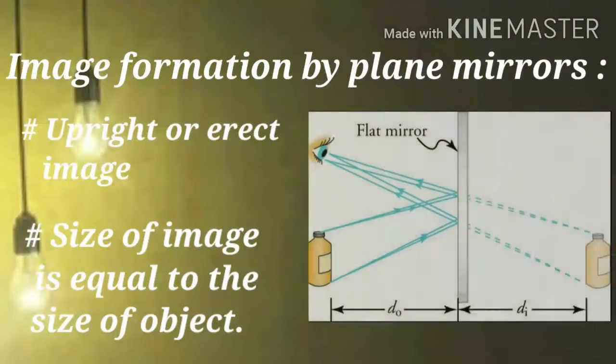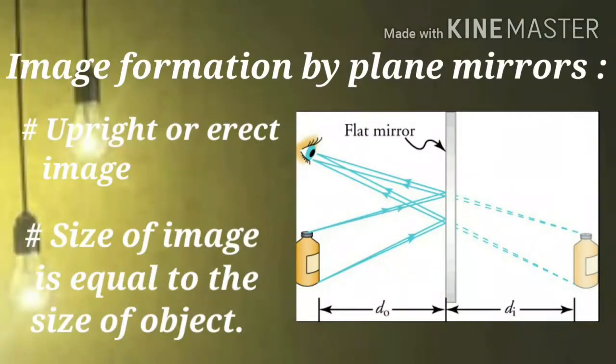Next, we are going to see the characteristics of a plane mirror. The first one: upright or erect image. Students, the image formed on the plane mirror is upright. Means the image will always be straight, or erect.